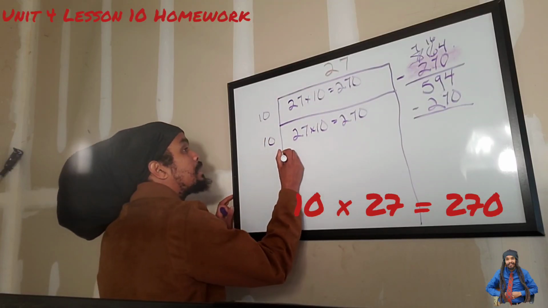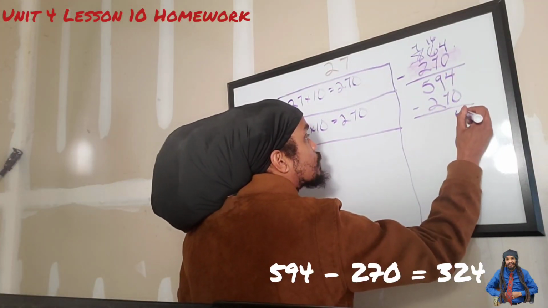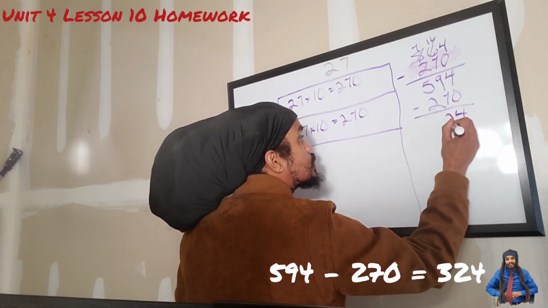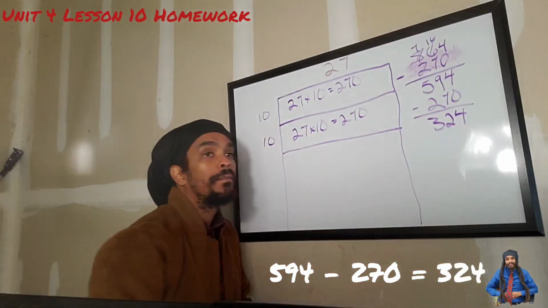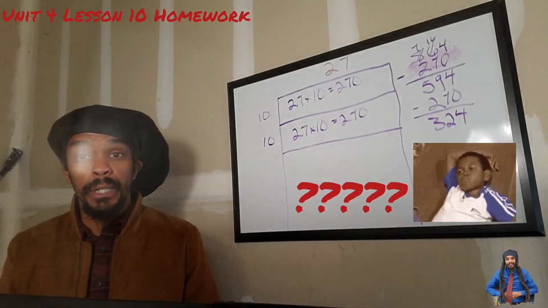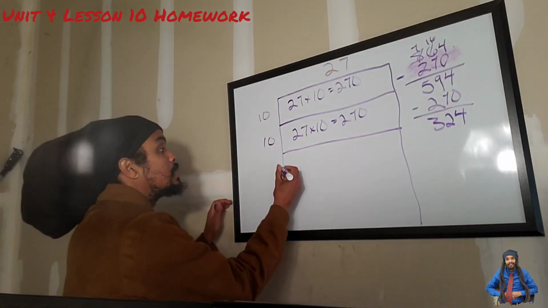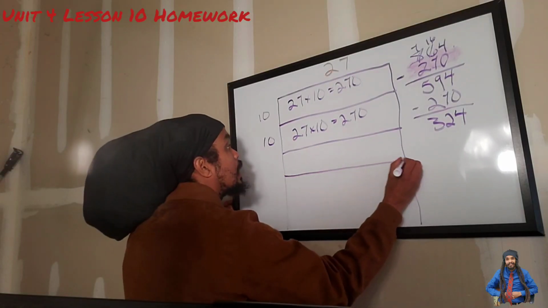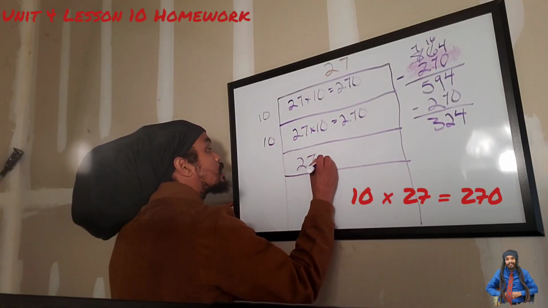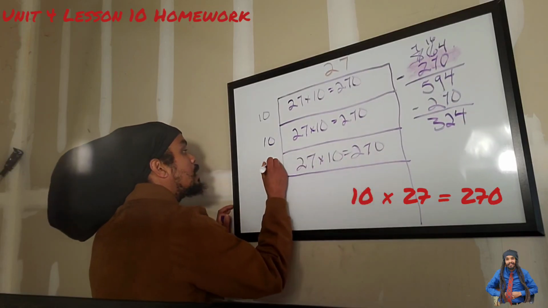10 times 27, that's going to take out another 270, right, guys? So now, 4 minus 0 is 4. 9 minus 7 is 2. Now we have 324 left. Do we have enough to take out another 10 piece? I think we do. Let's take out another 10. 27 times 10 equals 270.